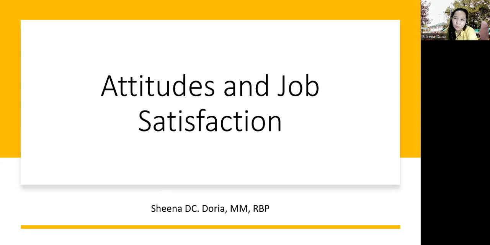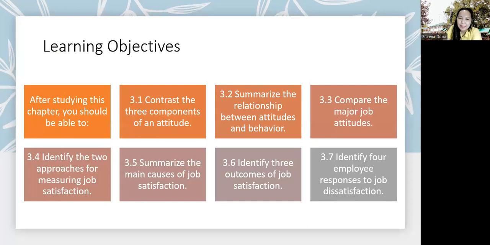So today, we're going to focus on one of the most important attitudes in the workplace, which is job satisfaction. By the way, job satisfaction is a positive attitude towards the workplace. So these are the learning objectives. First is to contrast the components of attitude, summarize the relationship between attitudes and behavior, and compare major job attitudes. One of the first major ones is job satisfaction. Identify the two approaches for measuring job satisfaction. Summarize the main causes of job satisfaction, outcomes of job satisfaction, and identify four job responses to job dissatisfaction.